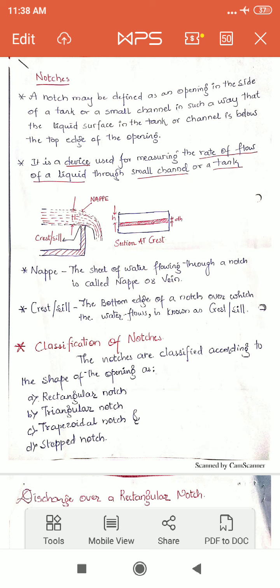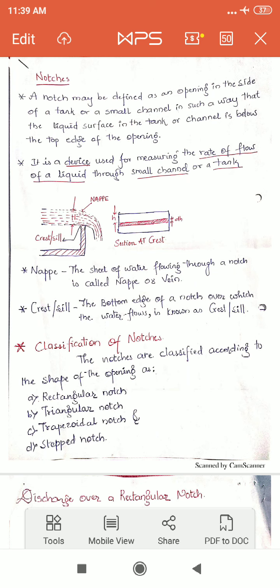Okay, so that upper portion you can see, the sheet of water flowing through a notch is called the nappe, that is the topmost layer of the water surface. Okay, that is called the nappe, and the lowest, bottom side is called the crest. Crest is defined as the bottom edge of a notch over which the water flows. It's the bottom side of the notch, and that portion is called the crest.